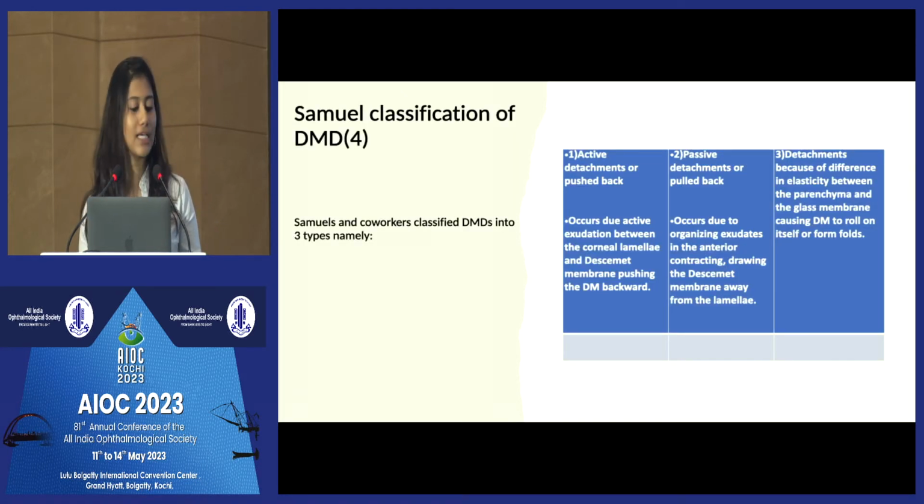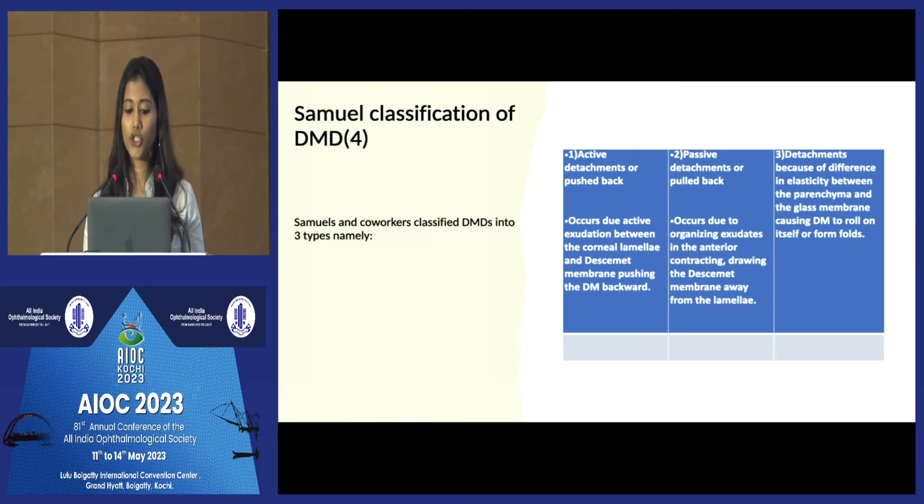Going by the classification, we have the Samuel's classification of DMD, which is classified as active, passive, and combined. Active detachments are also known as pushed back detachments. This occurs due to any active exudation between the stroma and the DM, which pushes the DM backward. In a passive detachment or pulled back detachment, this occurs due to any organizing exudates or heme present in the anterior chamber, which draws the DM into the anterior chamber away from the stroma.